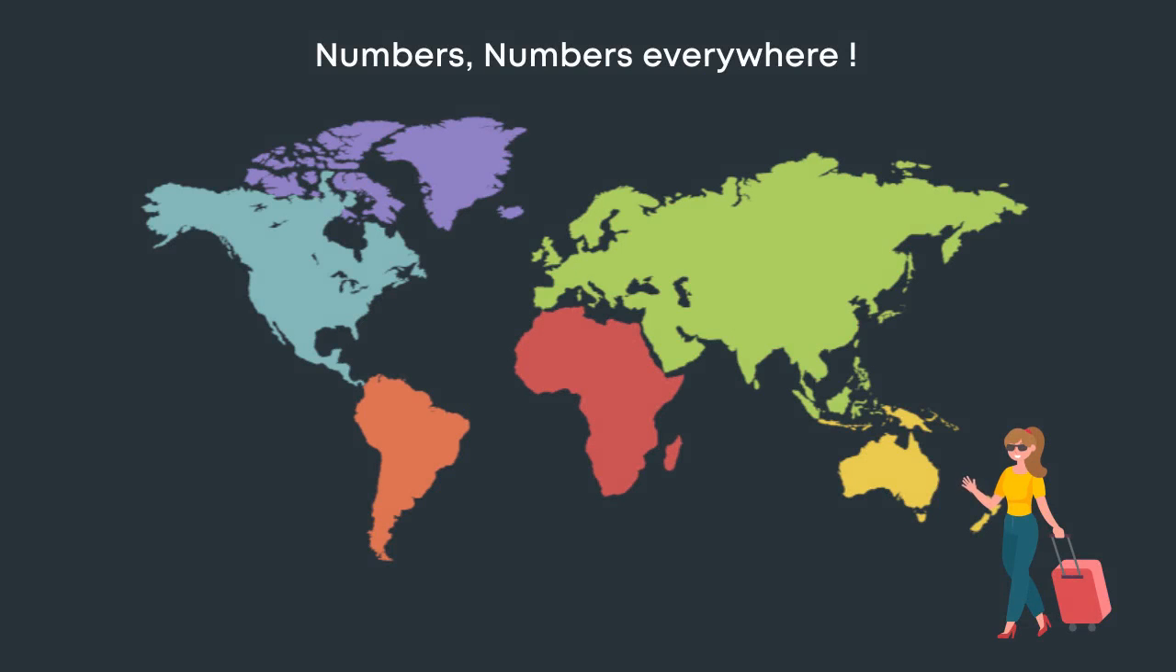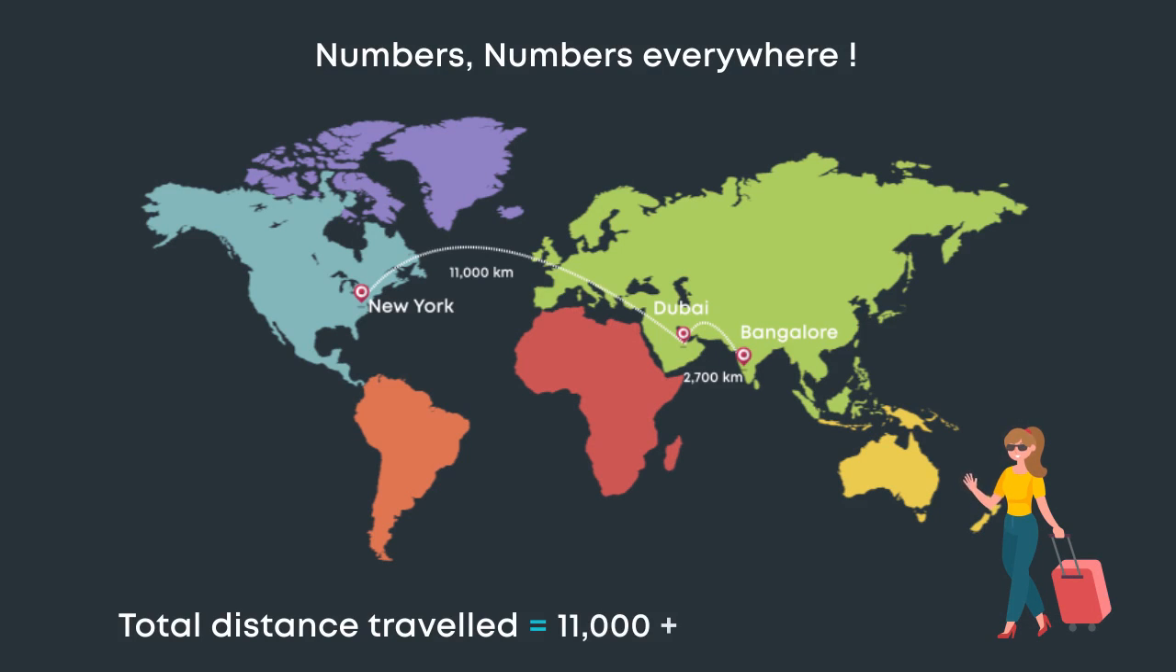I am Kavita. I am traveling from Bangalore to New York via Dubai. What is the total distance traveled? Total distance traveled is 11,000 plus 2,700, which is 13,700 kilometers. We can perform calculations with these numbers easily.